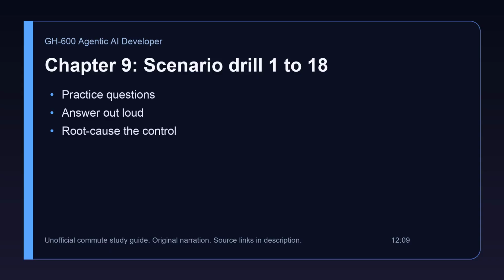Question 2. A team says, ask the agent to modernize our API. What is missing before safe execution? A. A more powerful model. B. Inputs, outputs, success criteria, scope, and approval path. C. A second agent. D. A longer context window.